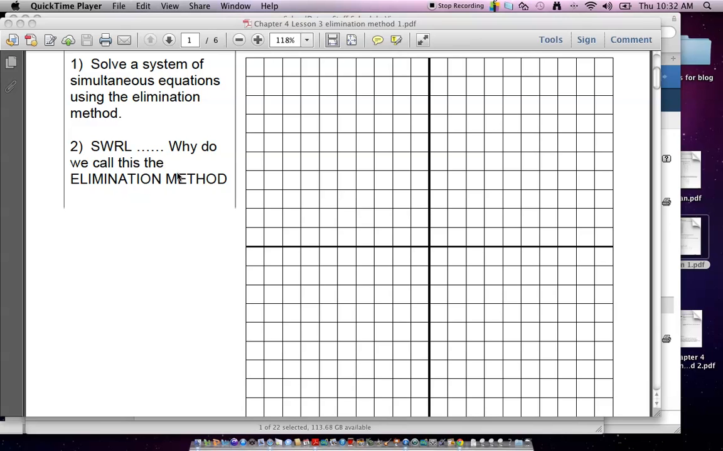And why do we call this the elimination method? Now, what does the word eliminate mean in the English language? Yeah, to get rid of. You eliminate the problem. If you didn't improve on your last quiz because you didn't do your work, eliminate the problem. Start doing your work. Everybody turn around and say elimination method. Elimination. And what does the word eliminate mean again? To get rid of. Very good.